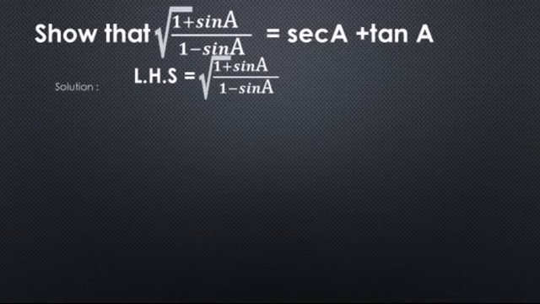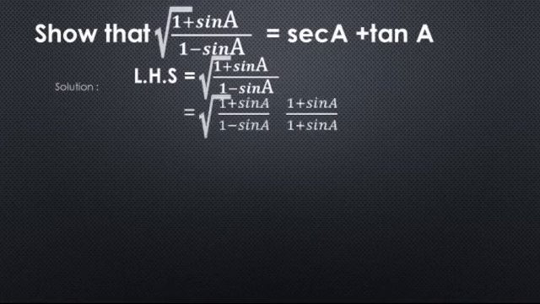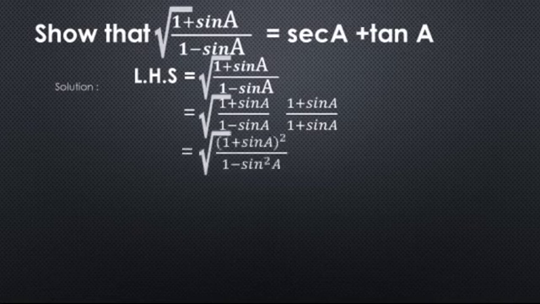Multiply and divide by 1 plus sin A. Here 1 plus sin A into 1 plus sin A, that's equal to 1 plus sin A whole square, and 1 minus sin A into 1 plus sin A, 1 square minus sin square A. From trigonometric identities, 1 minus sin square A equal to cos square A. In the place of 1 minus sin square A, we keep cos square A.